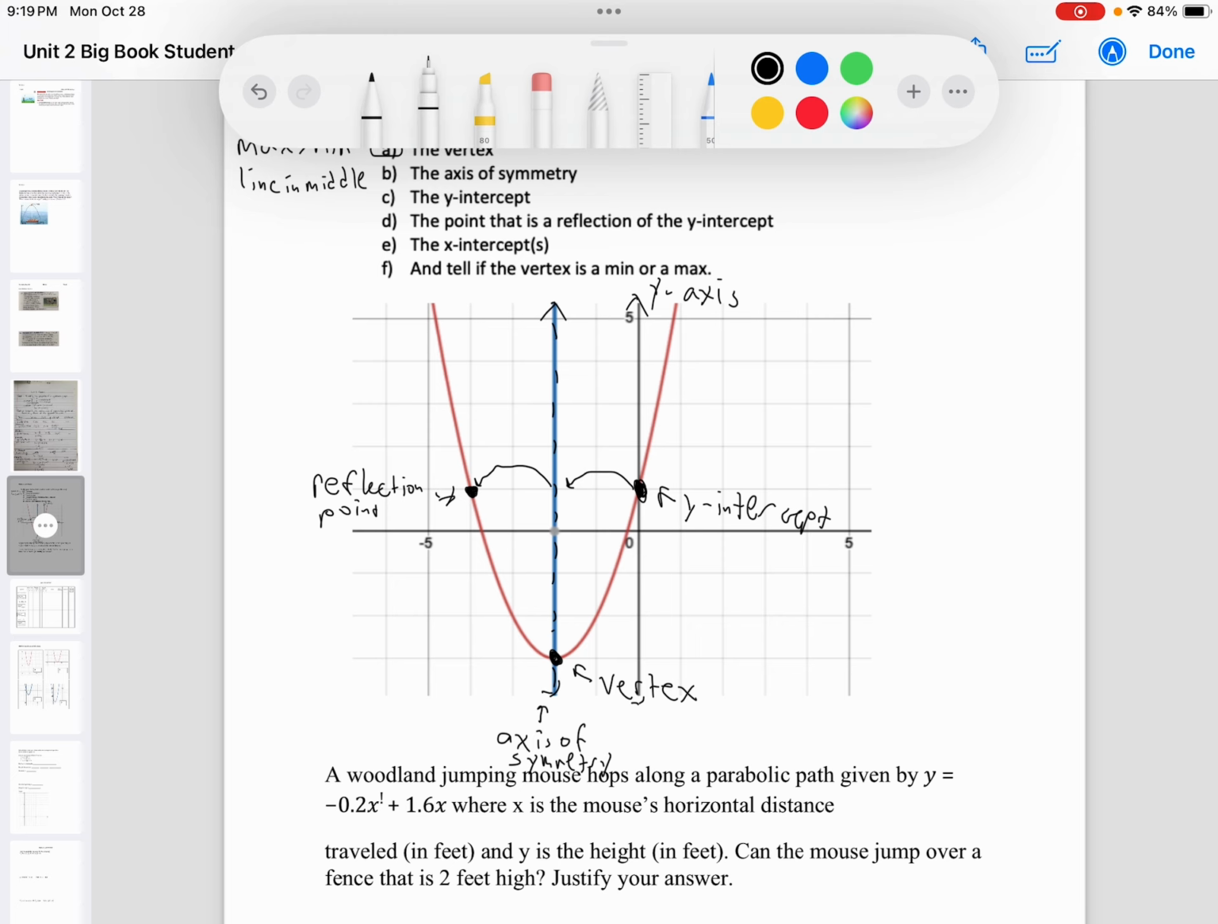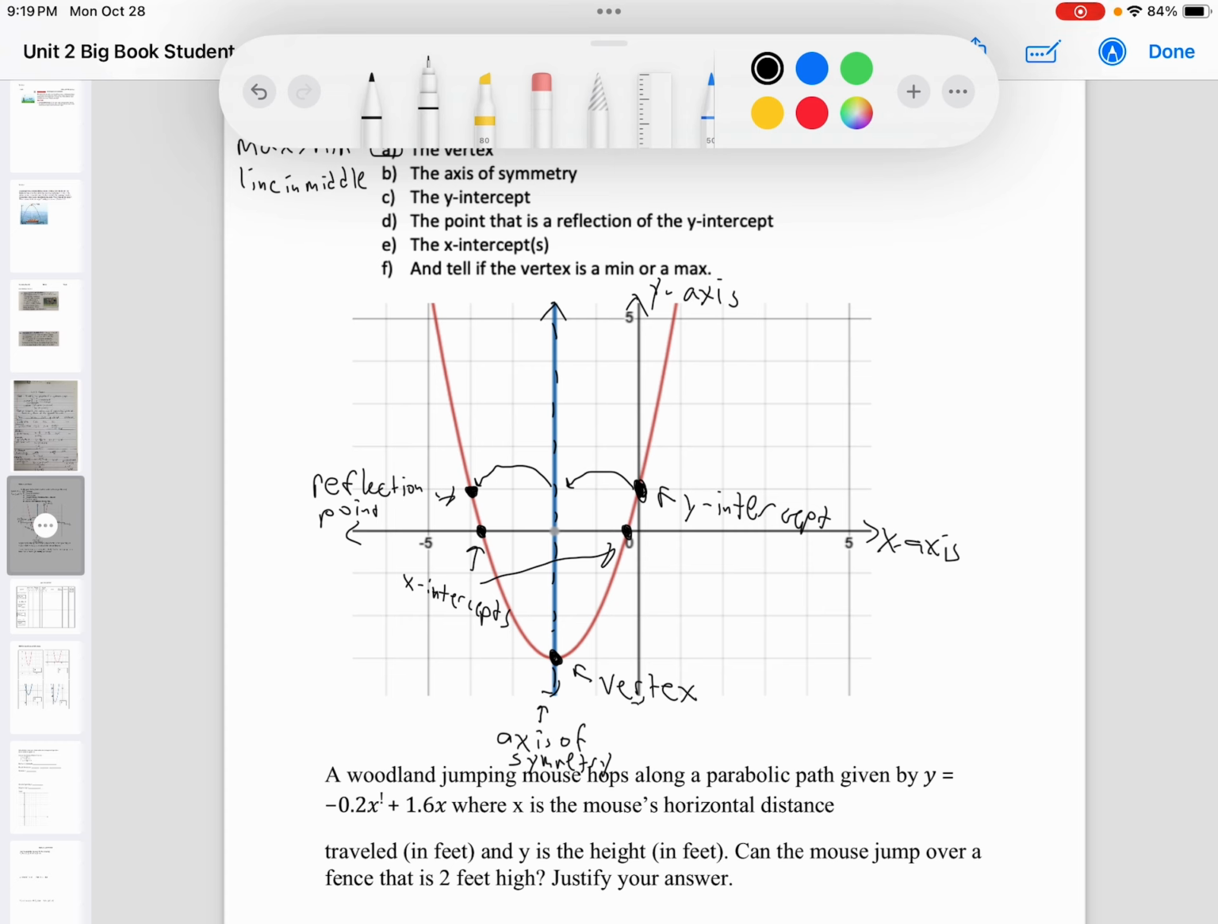Okay. Next is the x-intercept. That's where the curve crosses the x-axis. So there's this line right here. This is the x-axis. And so these points right here are where the curve crosses the x-axis. So these would be the x-intercepts.